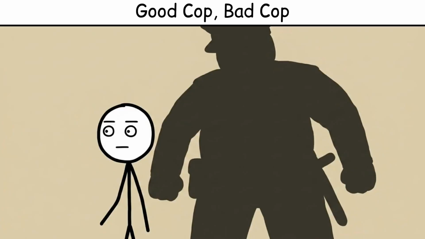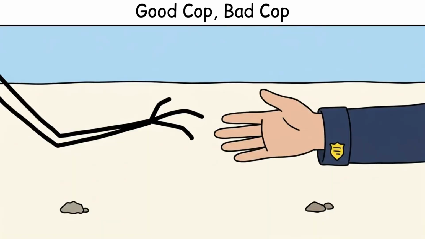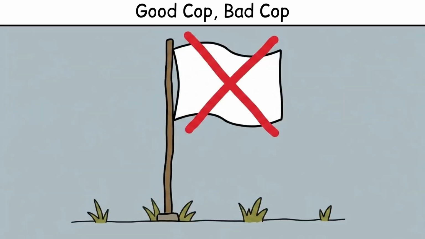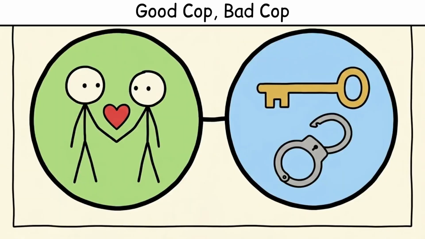Desperate to escape the threat of the bad cop, the suspect's brain instinctively latches on to the good cop as an ally, viewing a confession not as surrendering to the police, but as helping a friend who is trying to save them.